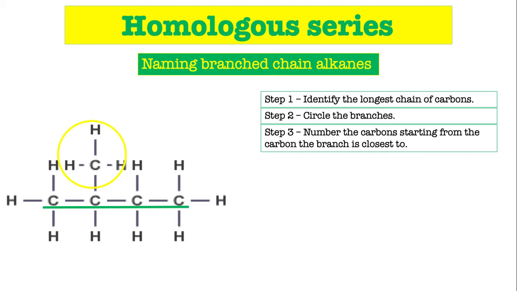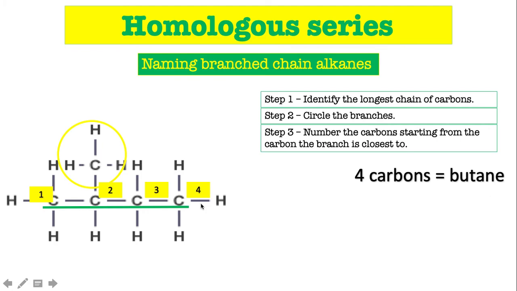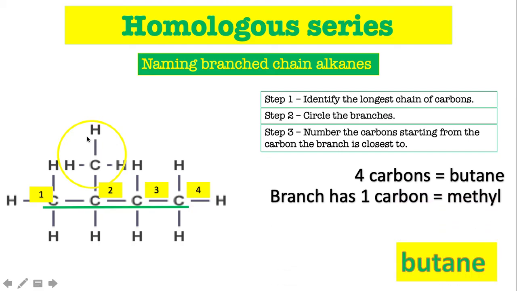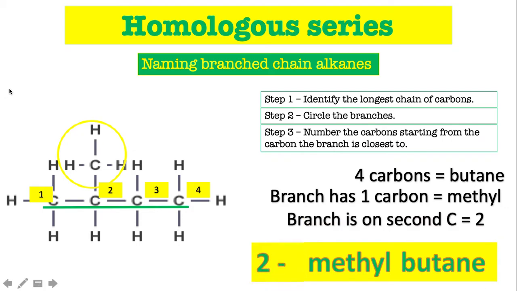The next thing you do is you number your carbons. Again, you would start numbering from here because that's where the branch is attached. You would not start numbering from this side. So you'd have 1, 2, 3, 4. Again, then count the carbons in your longest chain. 4, which means butane. The name of the branch is methyl. And then lastly, the branch is attached to the second carbon, so it would be 2-methyl butane.